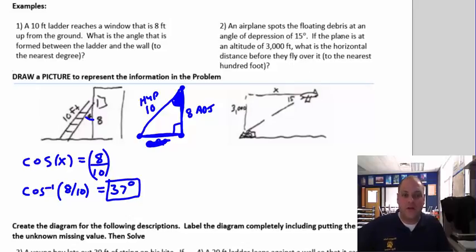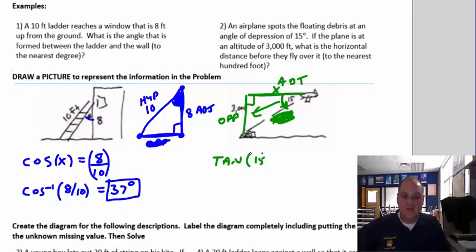So an airplane spots floating debris at an angle of depression of 15 degrees. Here's the horizontal for the airplane, and then the angle going down. So the angle of depression is right here, 15 degrees. If the plane is at an altitude of 3,000 feet, there is the 3,000 feet, there's my right angle. What is the horizontal distance they fly over? There's my x. Here's my reference angle, 15. I have opposite and adjacent, because this is the hypotenuse over here, and we're not using the hypotenuse. So that's going to be tangent.